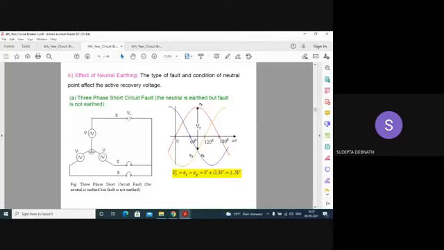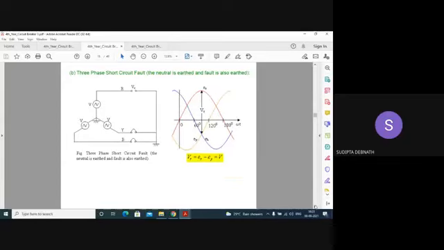So there can be three conditions. One condition, neutral grounded, fault not grounded. Next condition, neutral not grounded, fault grounded. And third condition, both neutral and fault grounded. So we have considered the first case, neutral grounded, fault not grounded. We can see that the active recovery voltage will be 1.5 times the peak value of the voltage.